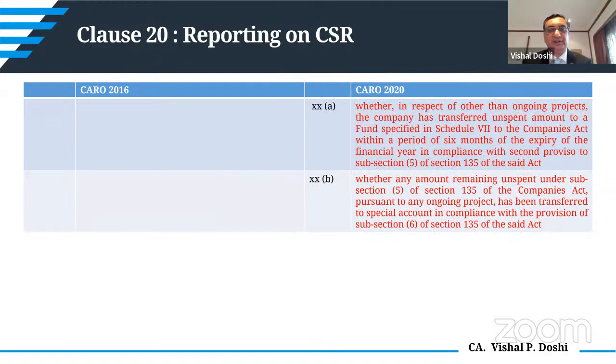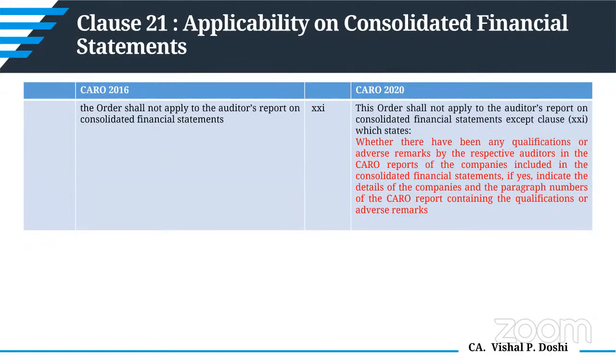Clause 20 on CSR, like I said, these are two additional reporting requirements about the amount unspent and the ongoing projects which you are required to report on.